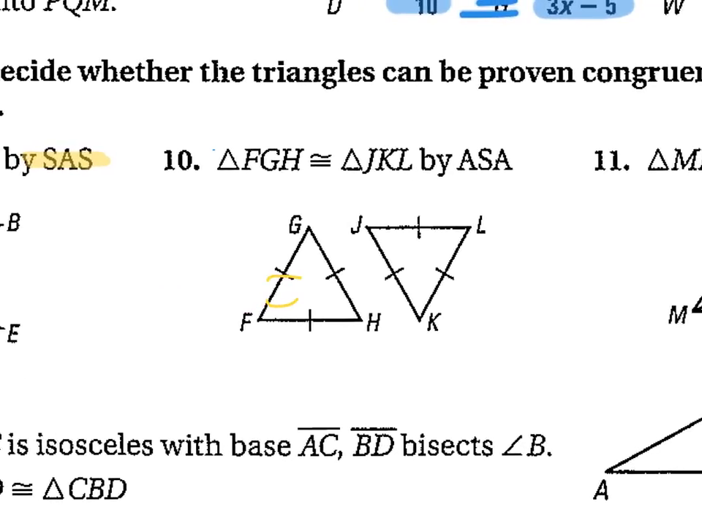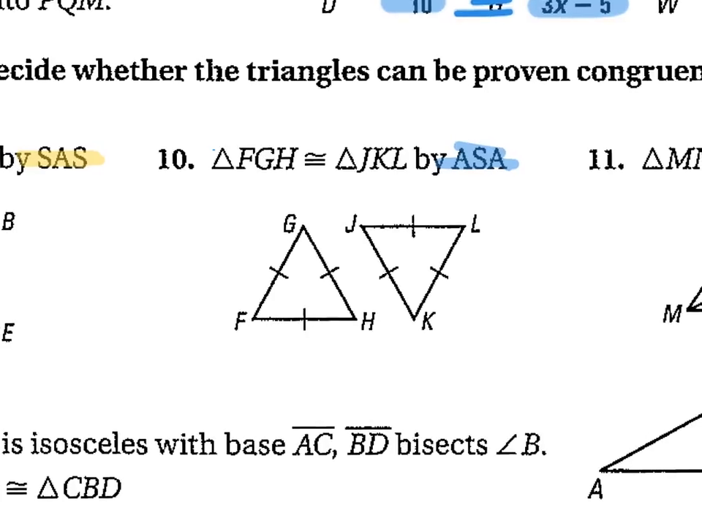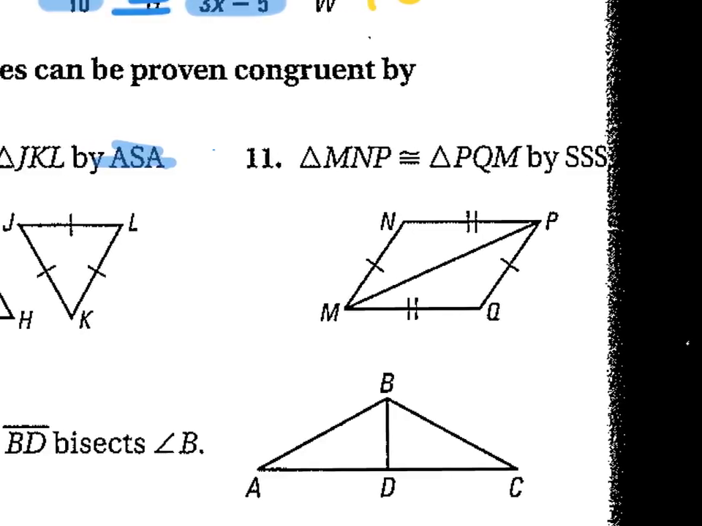Number 10, I don't know why this keeps doing this, why it keeps sticking. Here we go. Number 10, they want to know if these are equal by angle, side, angle. So take a look at that picture. Are those equal by angle, side, angle? And number 11, are these equal by side, side, side? Remember, that guy's used in both triangles. So yes or no?